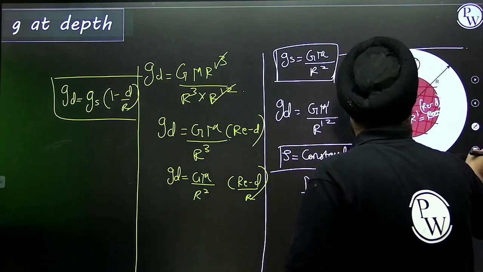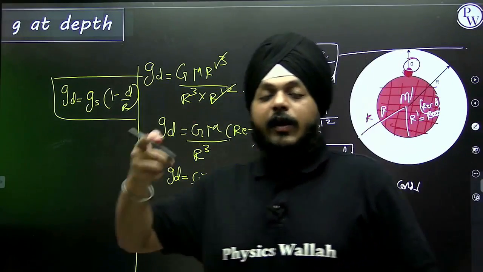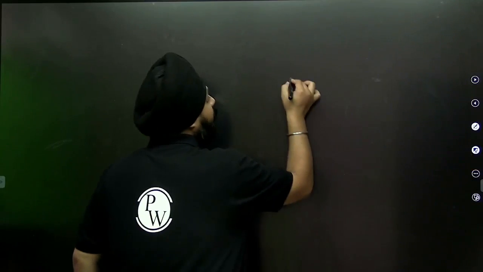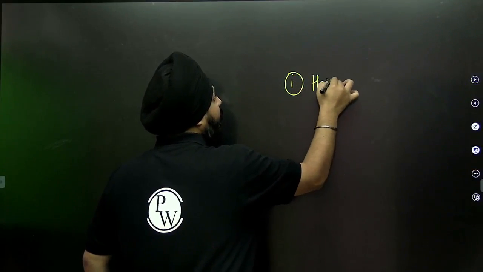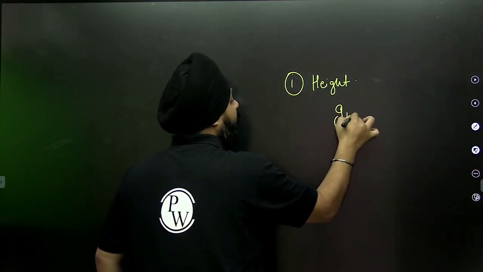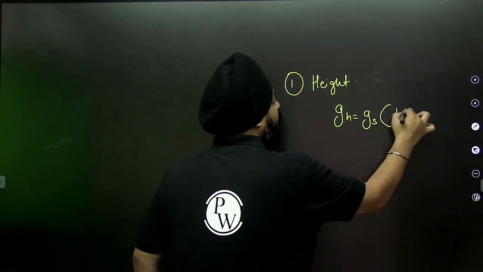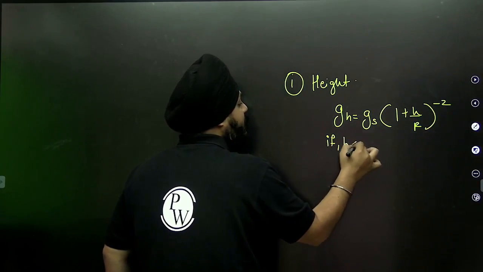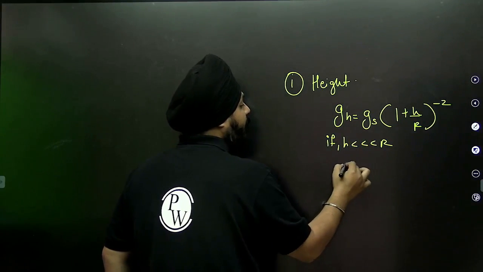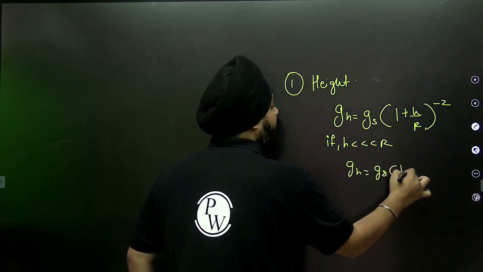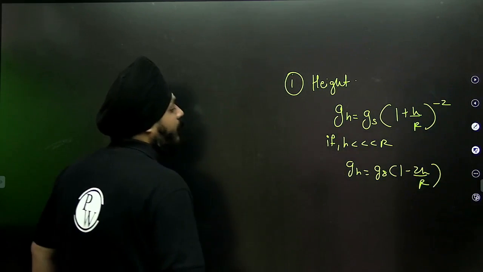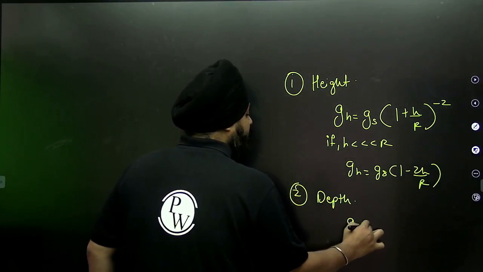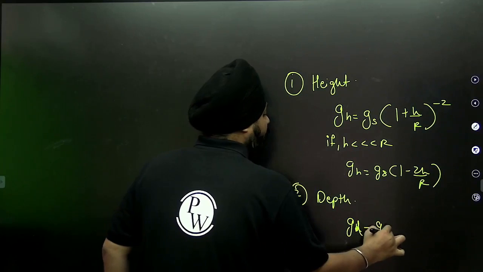So we saw three kinds of variation. There is another variation: how the value of g is changing with respect to latitude. For all of those cases, I'm giving you the direct formula. The first one, for the height, we have two formulas. First, the general formula: g at height equals g at the surface times 1 plus h by r whole to the power minus 2. If h is less than r, then the gravitational acceleration at the height is the surface value times 1 minus 2h by r. Second, at the depth, the gravitational acceleration at d is the surface value times 1 minus d by r.